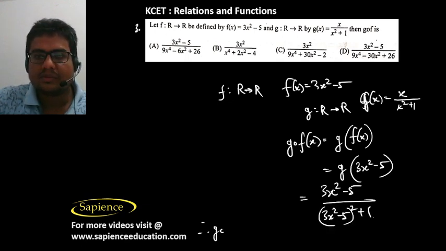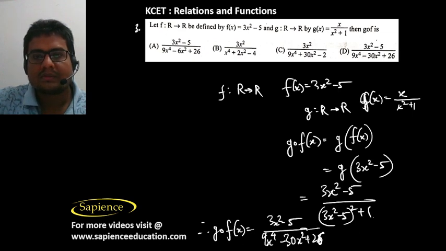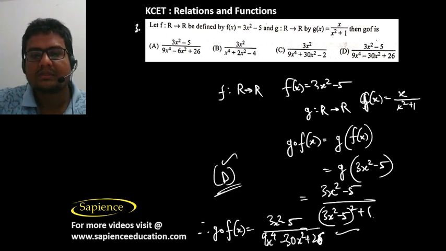So therefore g of f of x will be equal to 3x square minus 5 divided by, this is 3x whole square, so this will be 9x power 4, then minus 3 5s are 15, 15 twos are 30, so 30x square, then plus 25 plus 1, so that is 26. So 9x power 4 minus 30x square plus 26. So this is the correct answer. So option D is the correct answer.